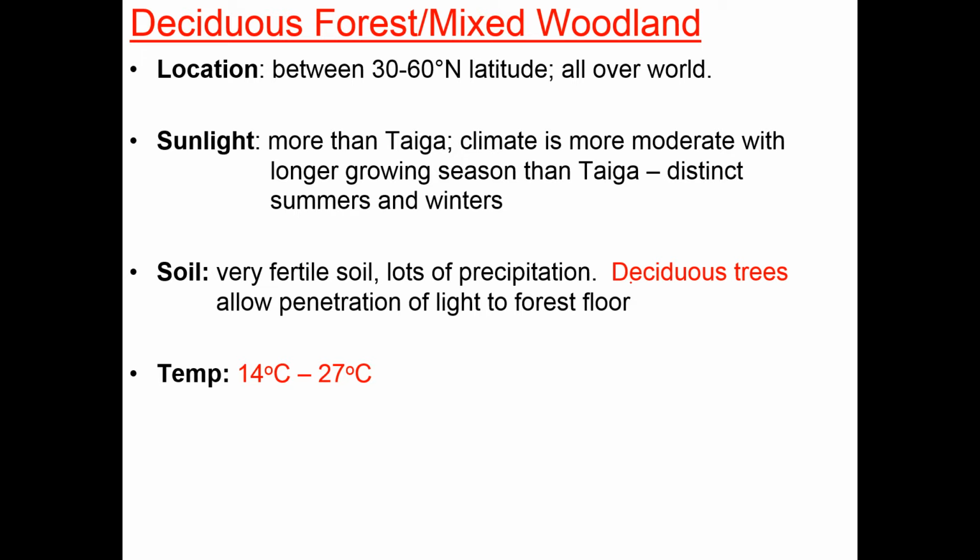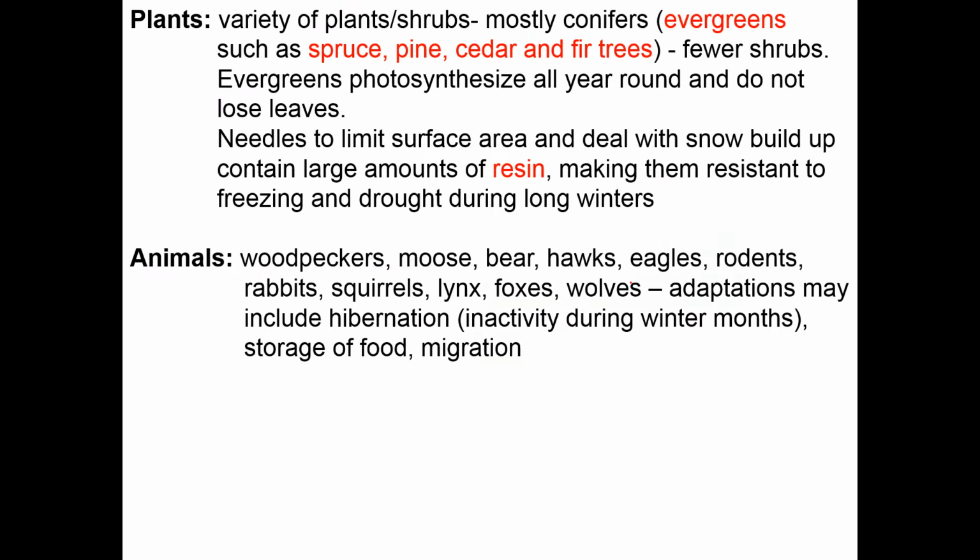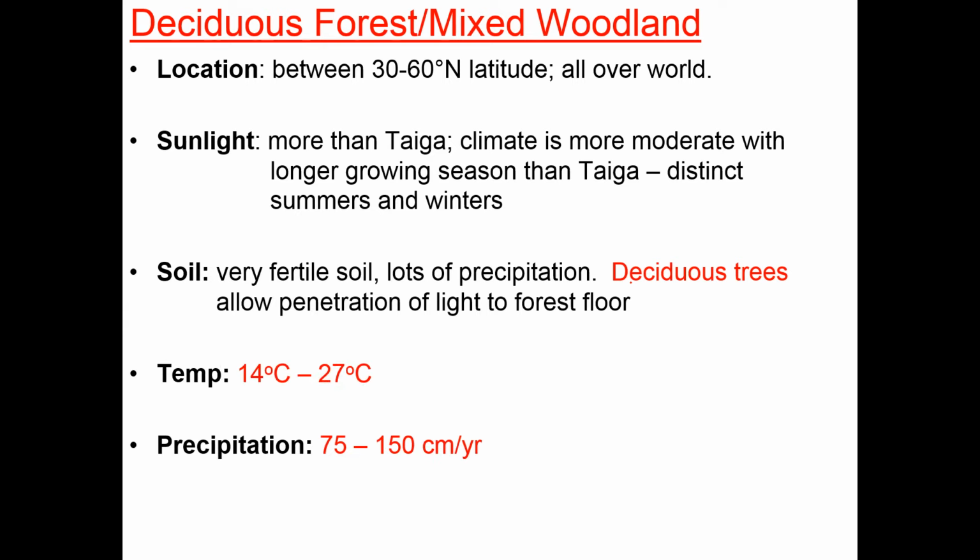The average yearly temperature is 14 to 27, pretty warm. And if you remember, the precipitation is fairly high compared to the other regions. Okay, on the high end. Taiga is still pretty high, 100 centimeters, but this one is consistently higher compared to tundra and taiga.